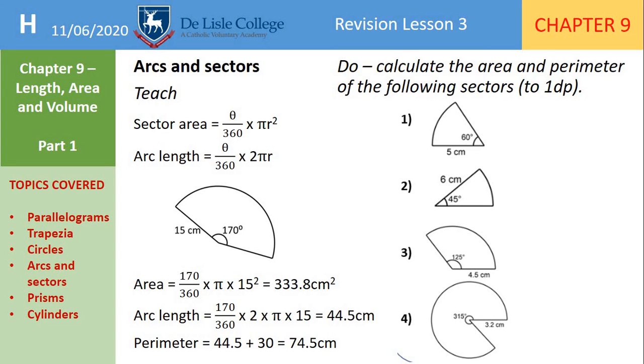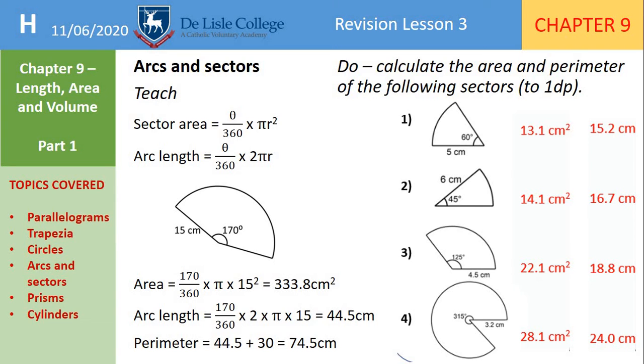Okay, let's check the answers. Question 1. For the area, first of all, we have got 13.1 centimetres squared. Question 2, 14.1 centimetres squared. Question 3, 22.1 centimetres squared. And question 4 is 28.1 centimetres squared. The perimeters now. Question 1 is 15.2 centimetres. Question 2, 16.7 centimetres. Question 3, 18.8 centimetres. And question 4, 24.0 centimetres.